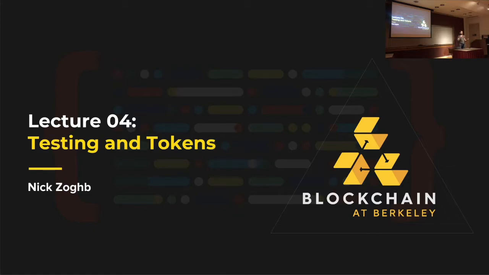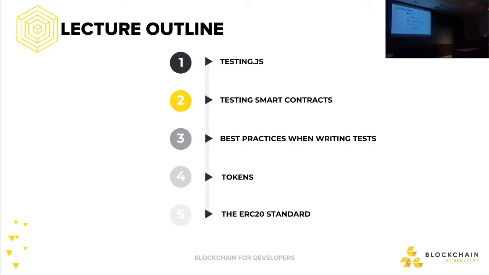All right, and this is what it's going to look like. We're going to also talk about tokens if we get enough time at the end. And tokens are exciting because that's probably what has generated all this hype about blockchain, especially on the Ethereum network as well. Okay, so testing.js, what do we mean by .js?